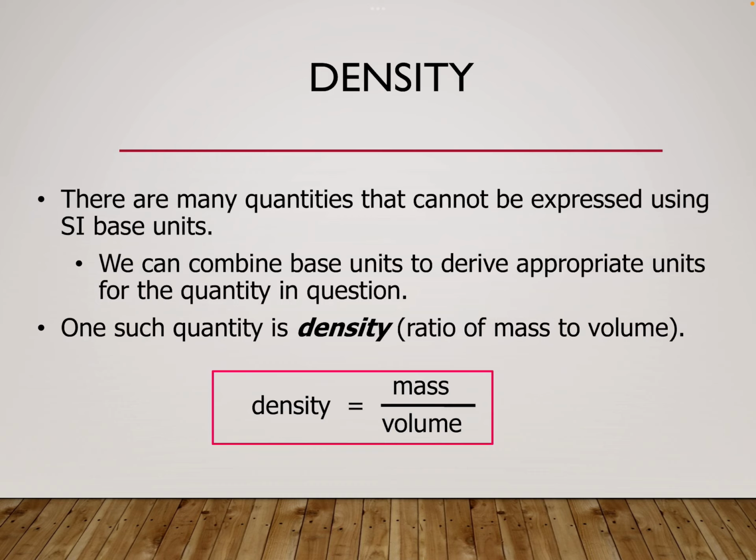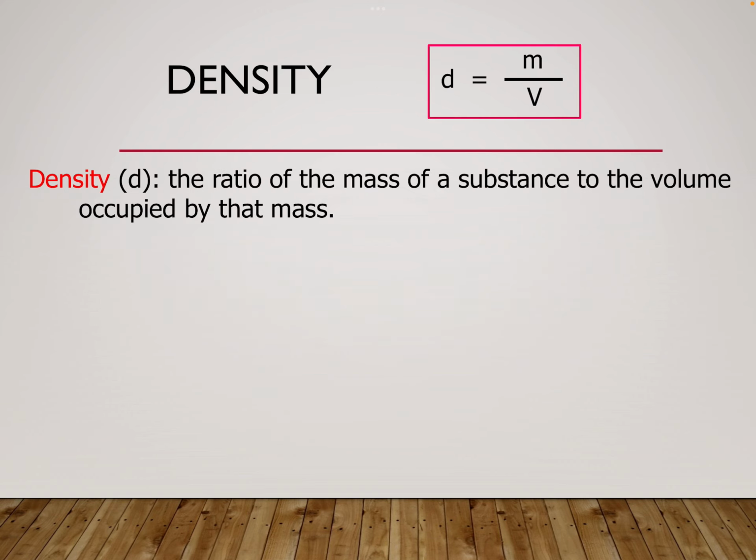One of these quantities with combined units is density. Density is a ratio of mass to volume. So that's what we see here. Density is a ratio of mass over volume. A better way to write it is density, with a lowercase d, is equal to mass over volume.